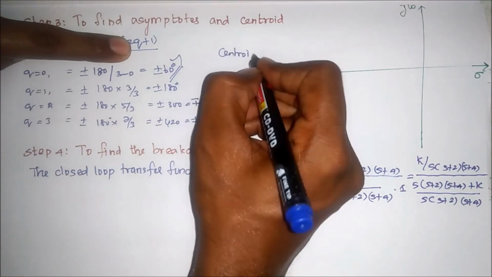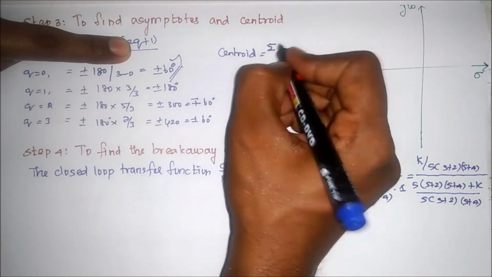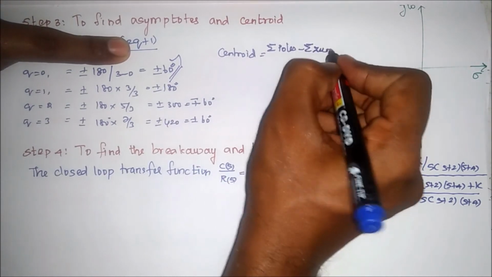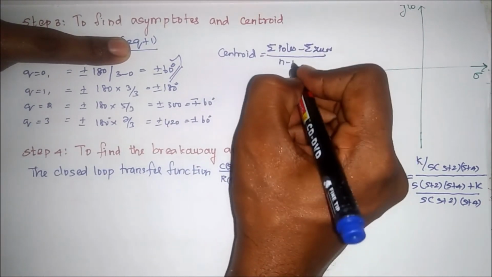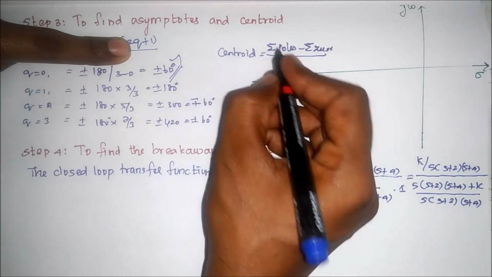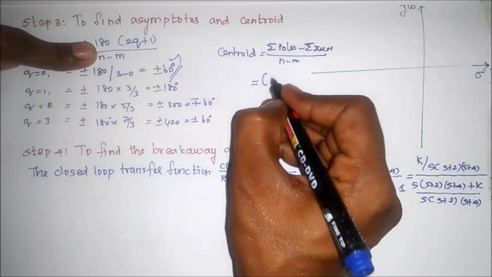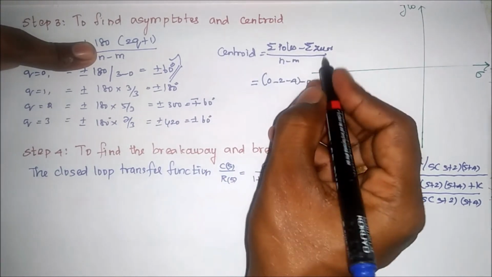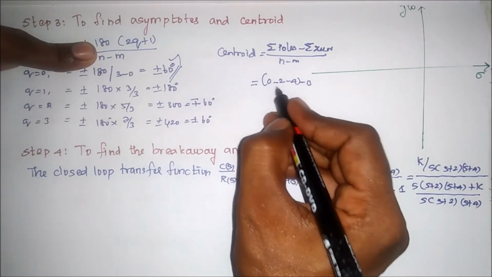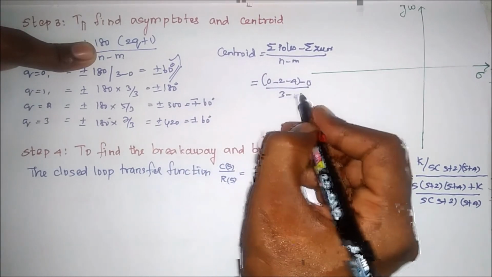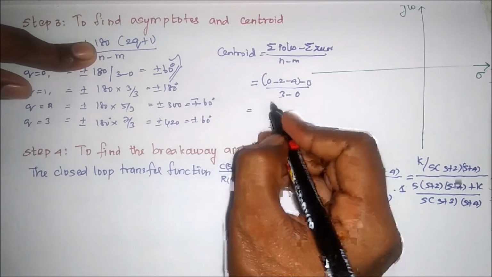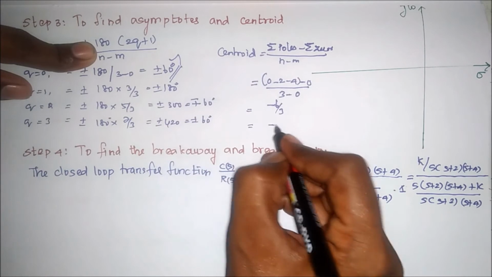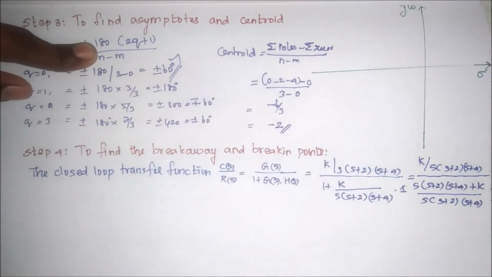To calculate the centroid, the formula is sum of poles minus sum of zeros divided by number of poles minus number of zeros. Therefore, sum of poles equals 0 minus 2 minus 4, and there is no zero in this problem, therefore 0 divided by 3, number of poles, minus 0, number of zeros. Therefore, minus 6 divided by 3 equals minus 2.